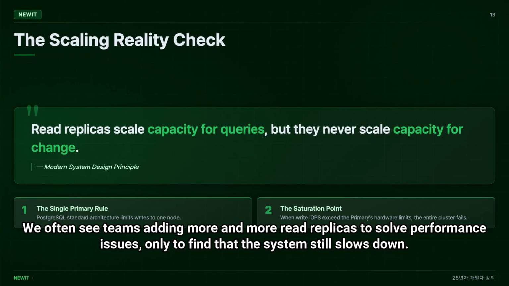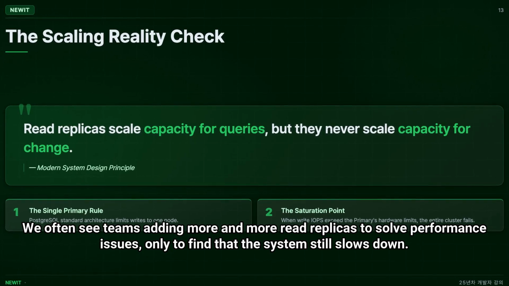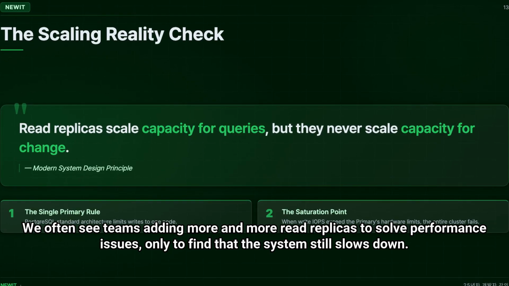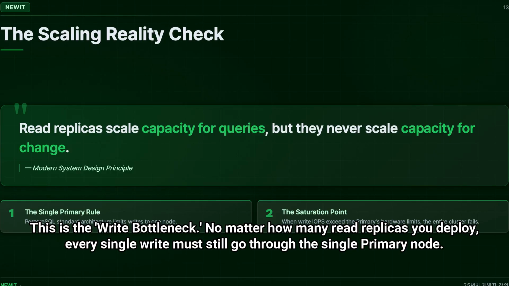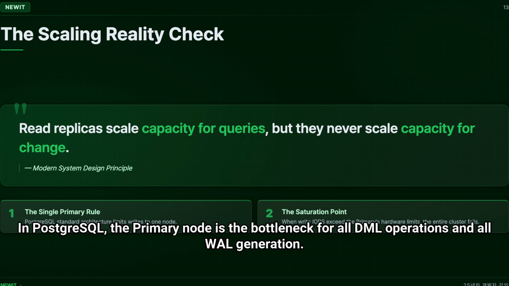We often see teams adding more and more read replicas to solve performance issues, only to find that the system still slows down. This is the write bottleneck. No matter how many read replicas you deploy, every single write must still go through the single primary node. In PostgreSQL, the primary node is the bottleneck for all DML operations and all WAL generation.